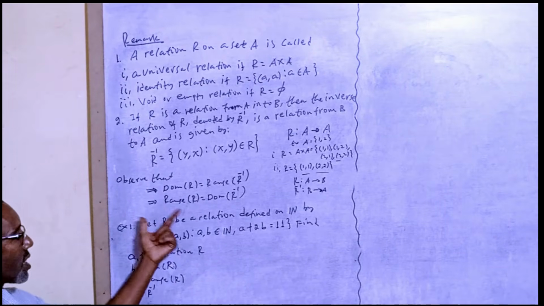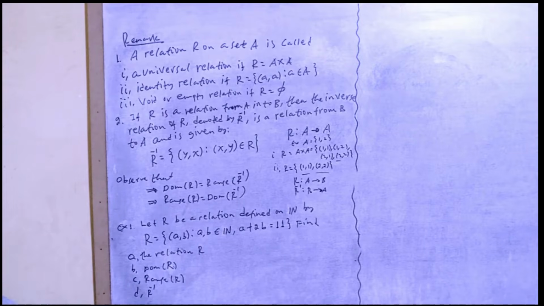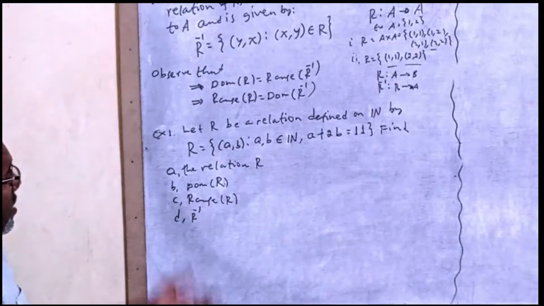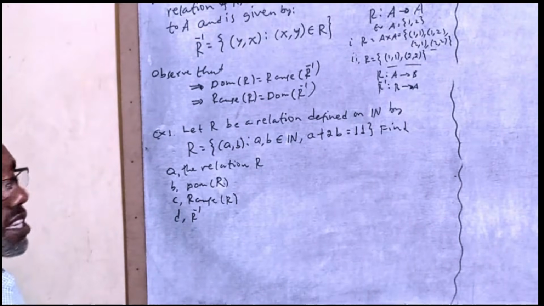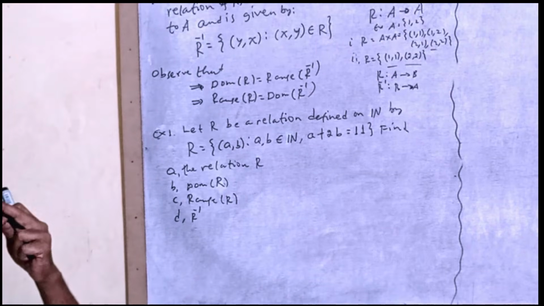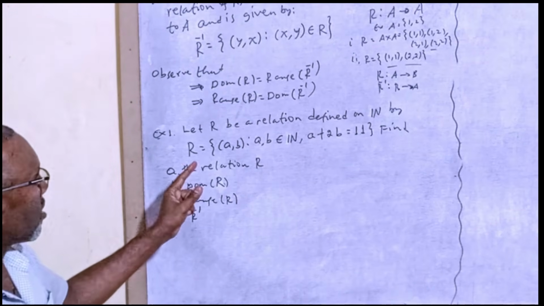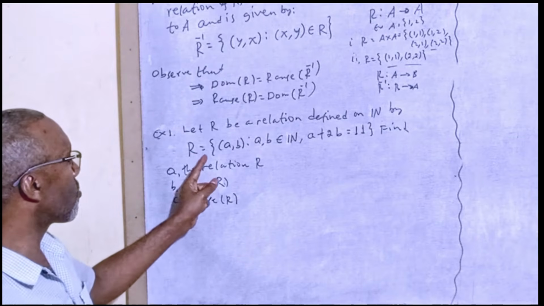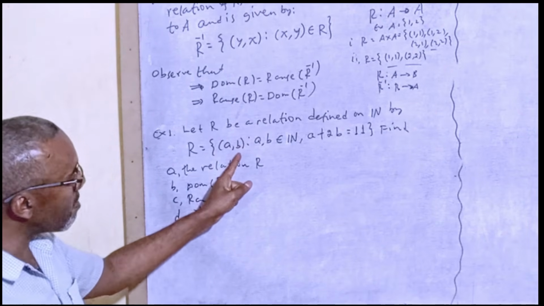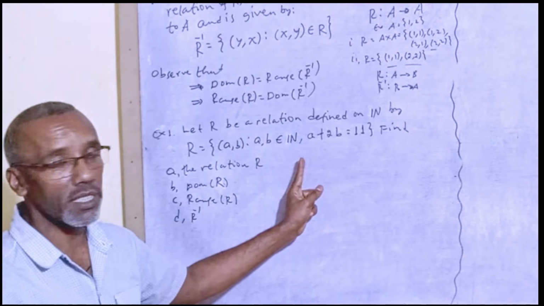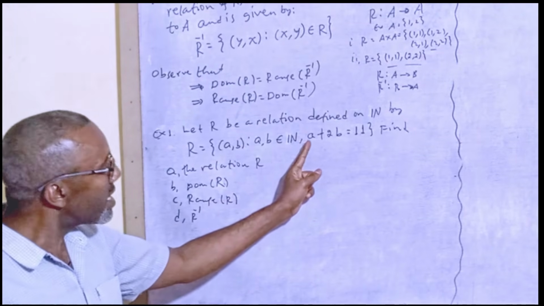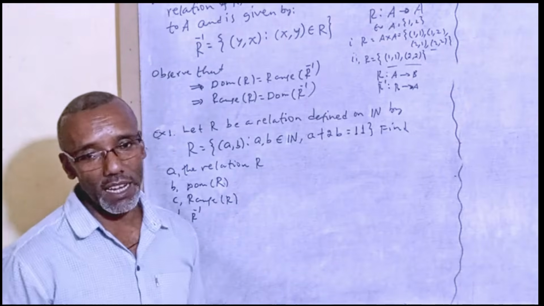The range of the relation R is equal to the domain of the inverse relation R inverse. Let's look at an example. Let R be a relation defined on all natural numbers by R is equal to the set containing (a, b) such that (a, b) is an element of natural numbers and a plus 2b is equal to 11.